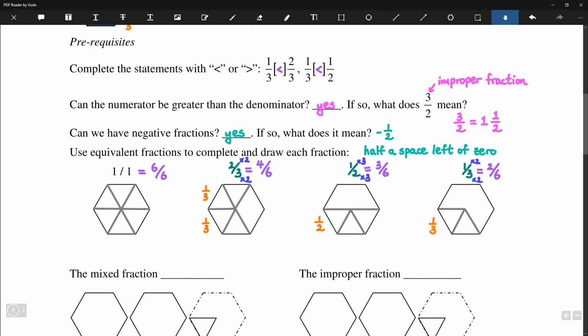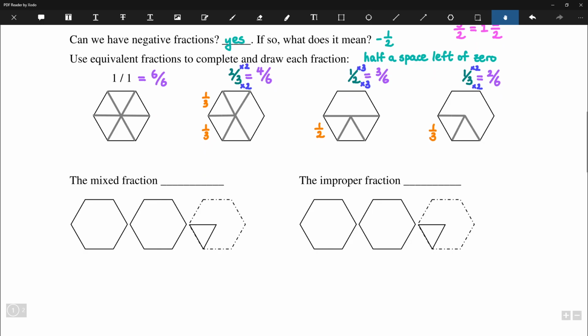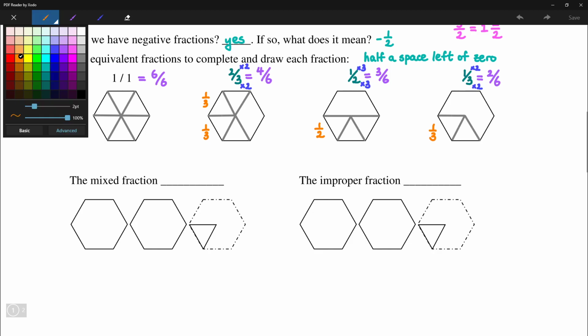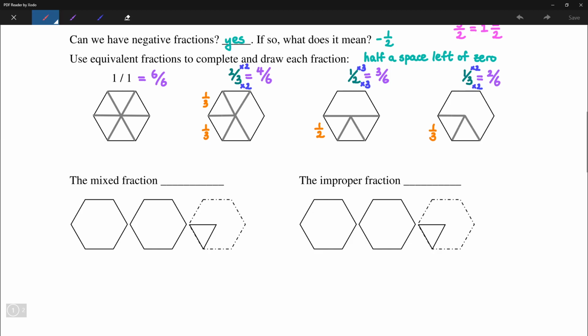Okay. So next up, we're going to look at this mixed fraction here. We have 2 hexagons and 1 triangle. So this is actually going to be 2 and 1/6. Okay, and that's a mixed number or mixed fraction.